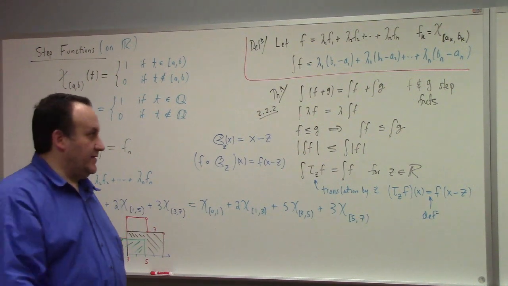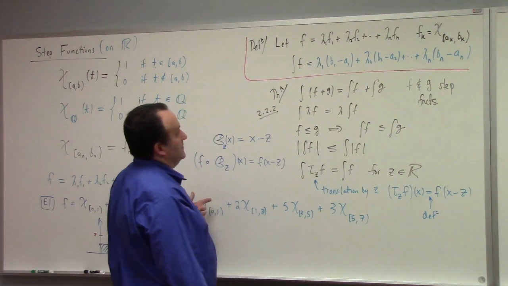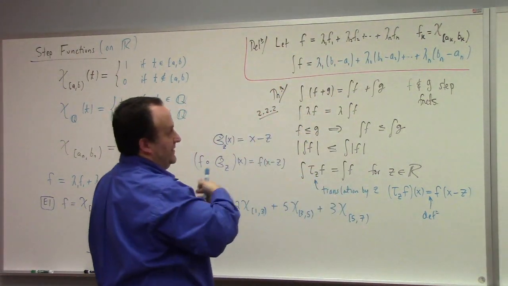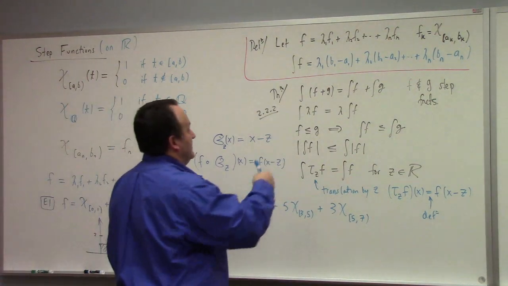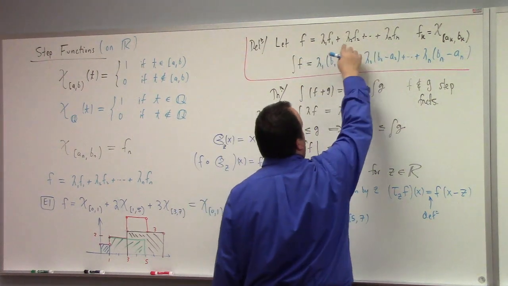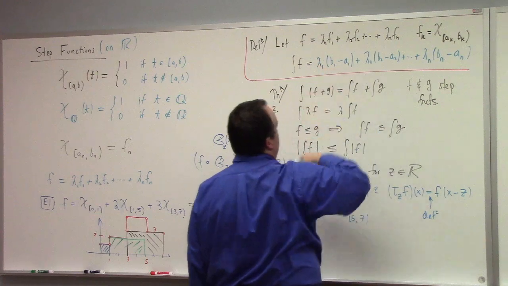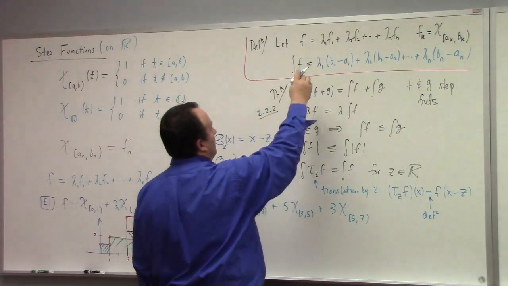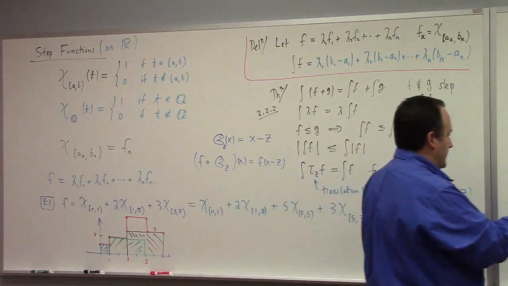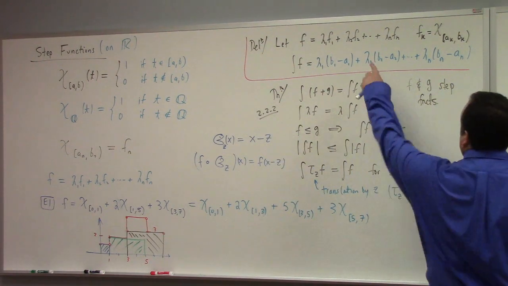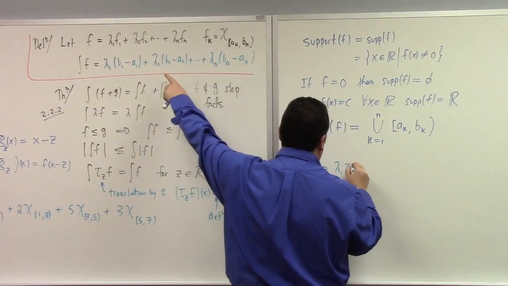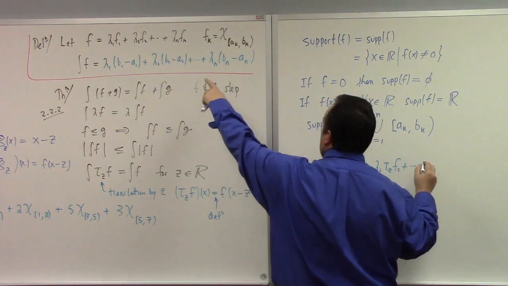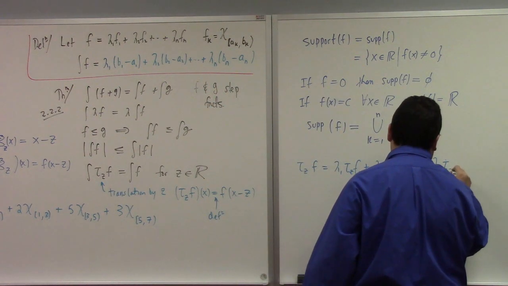The larger point here is it's nice to write it this way, because if you translate this function, you just translate each one of the steps. The translation of f is the same representation translated. You just put a tau sub z on everything. So the translation by z on this f is lambda 1 translation by z on f1 plus lambda 2 translation by z on f2 plus dot dot dot plus lambda n translation by z on fn.